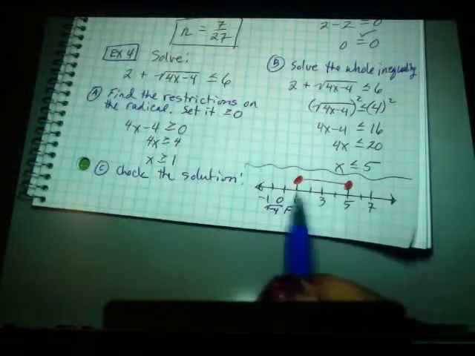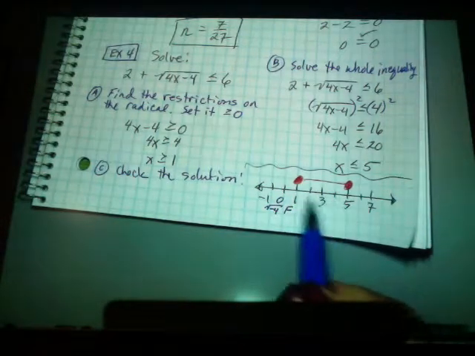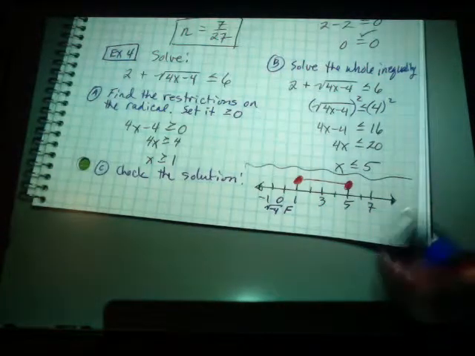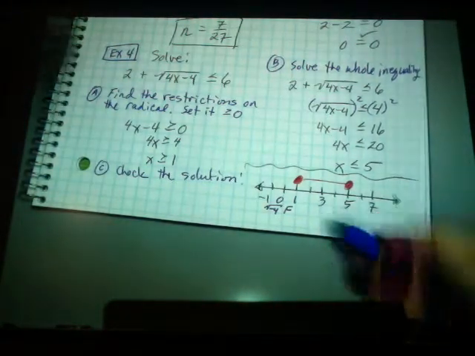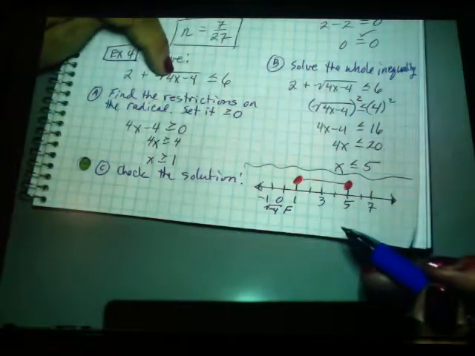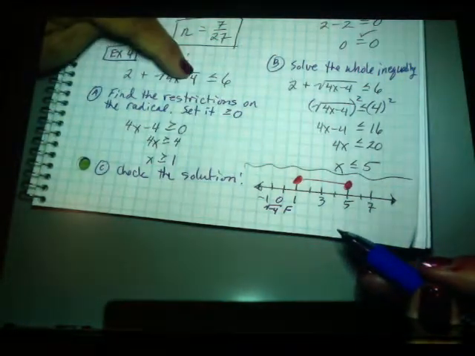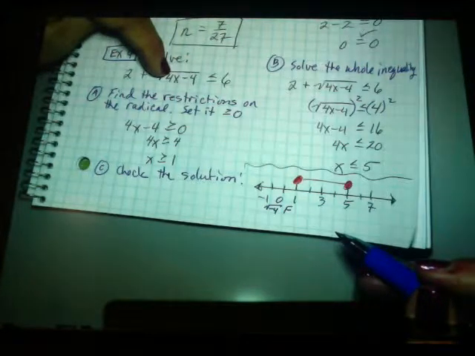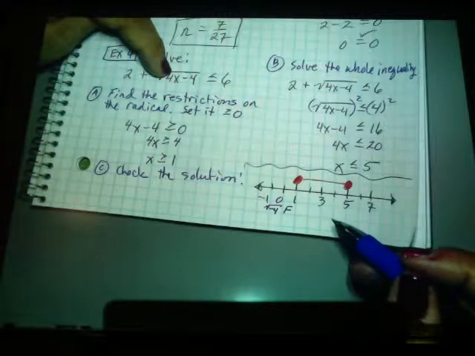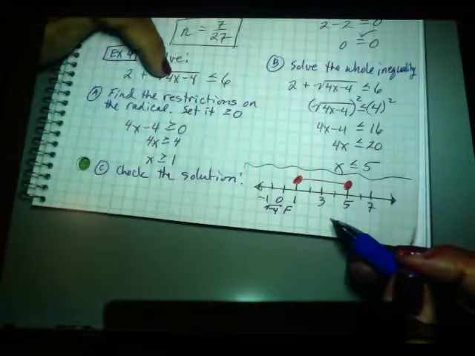What are you going to check in between here? 2, 3, 4. It doesn't really matter, right? I'm going to check 3 because it's further away from this. So if I put 3 in here, what's 3 times 4? 12. 12 minus 4. Oh, I'd rather check 2. Wouldn't you? Why would you rather check 2? Because it'll give us a perfect square.